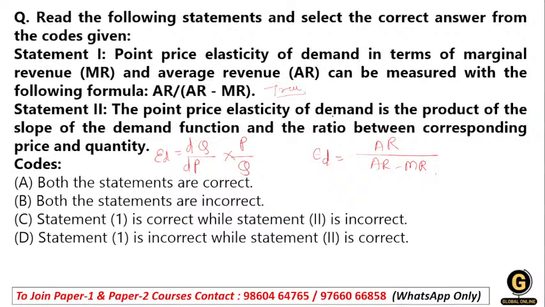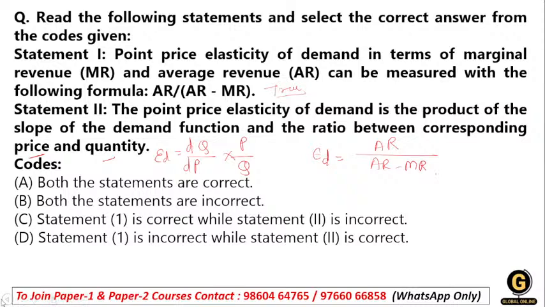So yes, for point elasticity of demand, it is the product of the slope of the demand function and the ratio of corresponding price to quantity. Here we consider both the price and the quantity. Whatever changes we have seen over a period of time in the price and the quantity, you multiply these changes with the real price and the real quantity. So yes, both statements are correct.